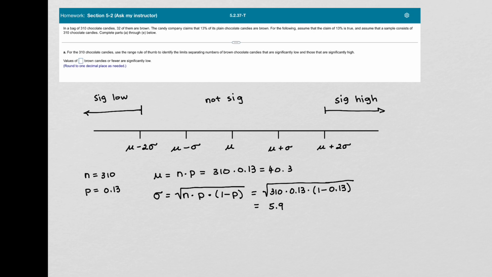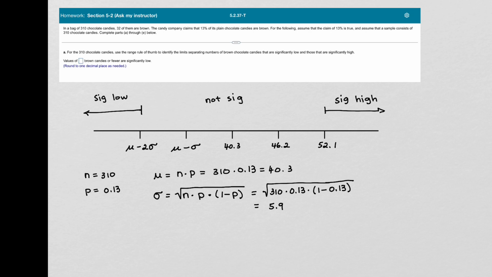So now I can fill in the values on my number line. I'm going to take out the mean and put in 40.3. I'm going to take out the mean plus 1 standard deviation, and I am going to get 46.2, just by adding the 40.3 and the 5.9. And then the mean plus 2 standard deviations is going to be 52.1.